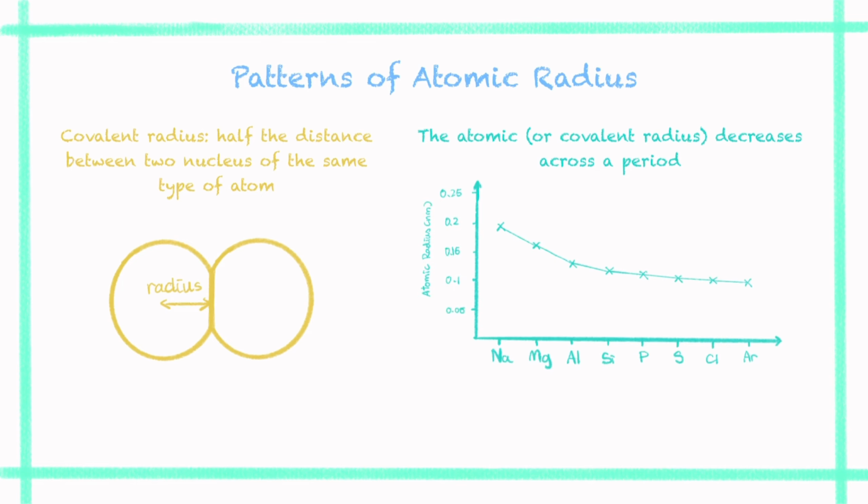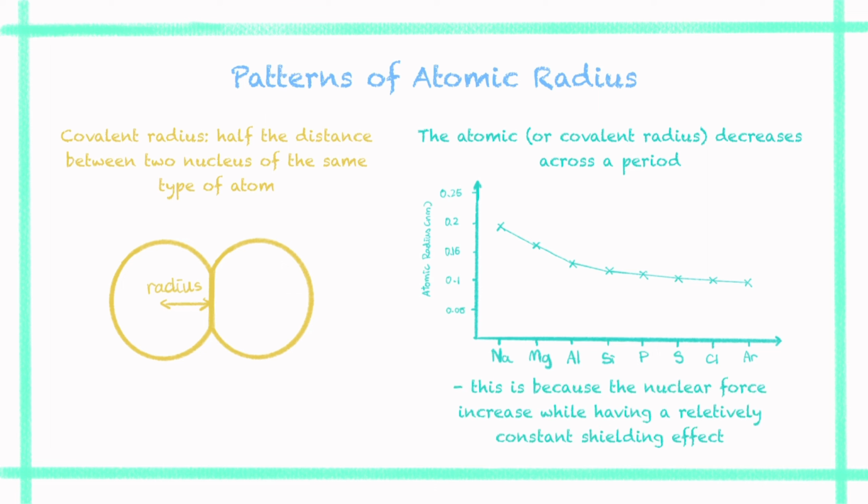Take elements in period 3 as an example. There is a clear decreasing trend from sodium to argon. This is due to the increase of protons, which makes the attraction of the nucleus stronger. At the same time, since the number of principal quantum shells did not increase, the shielding effect from the inner shells stays relatively constant, resulting in a decreasing trend.